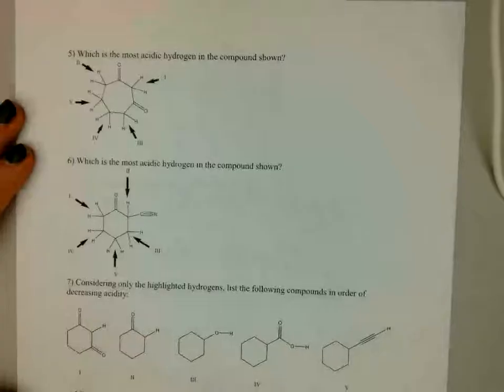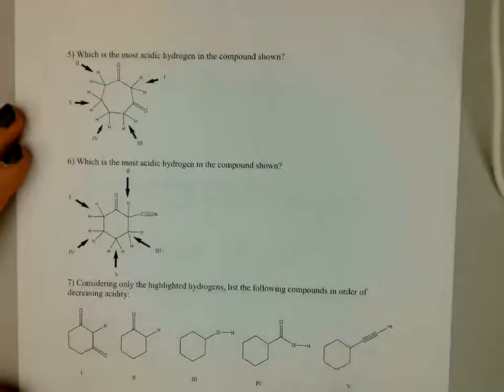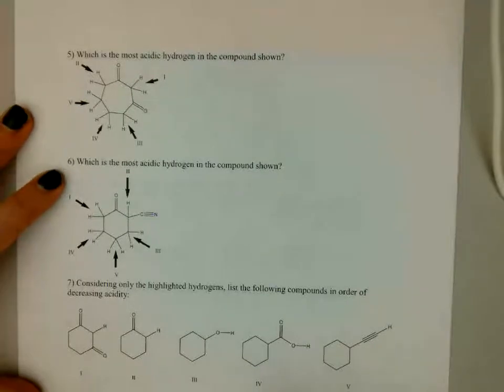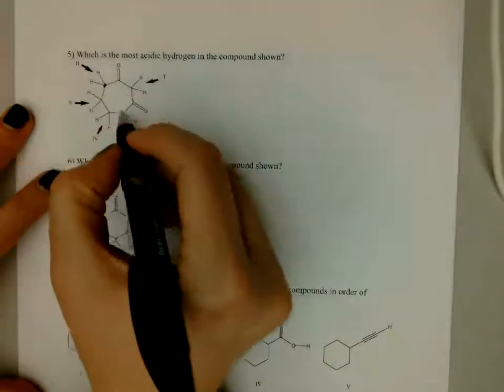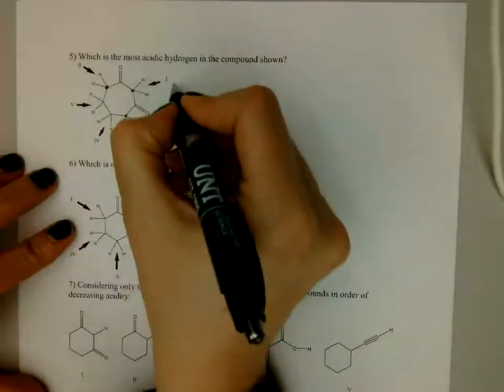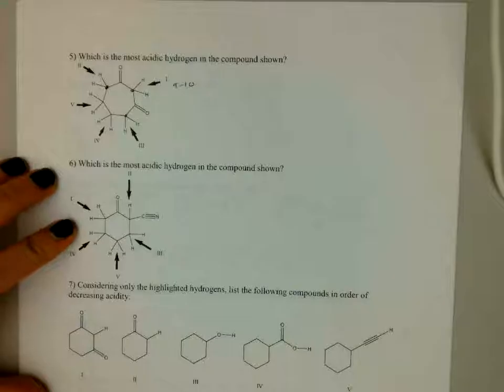Ooh, yay, another acidity question. Which is the most acidic hydrogen in the compound shown? That's going to be the one between 2 electron withdrawing groups. So the pKa of an alpha carbon proton right off of just a regular old ketone is about 19. But if it's between 2, the pKa is like 9 to 10, I think, somewhere in that region. So it's much more acidic.